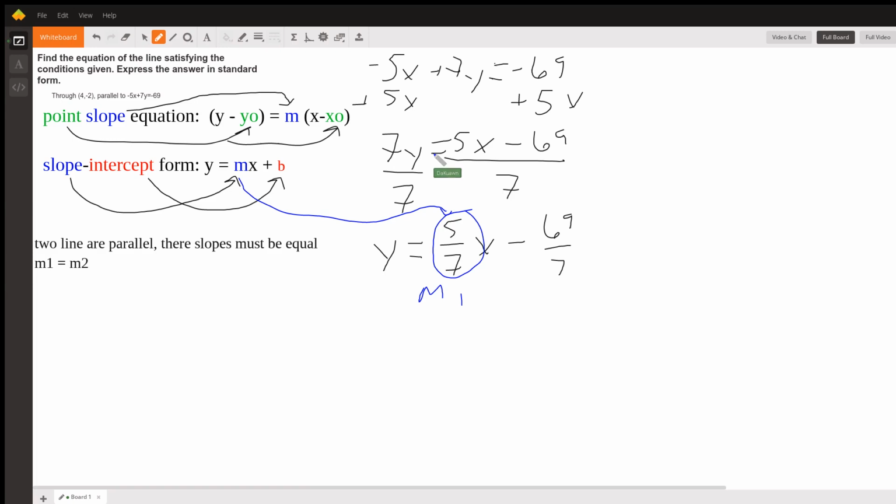Now, for the parallel line the question is asking for, we need to have both the slope and the point. But the great thing is, they already gave us the point in the problem. So the point right here is 4, negative 2. And because the two slopes must be equal, we know the slope. So we can plug these two values in and get the answer that the problem is asking for. And so let's do that really quick.